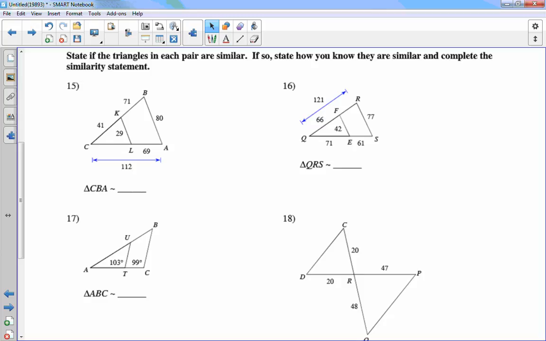So let's look at number 15. It says state if the triangles are similar. So we have to explain which one of these applies. So they're all going to calculate.